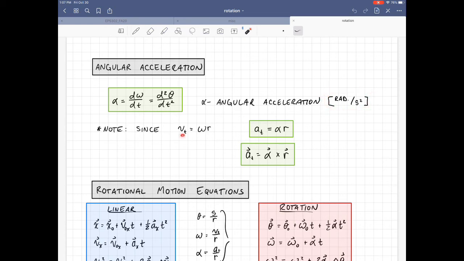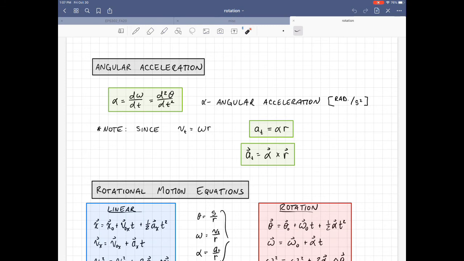Note, since our translational velocity is omega r, then that means the translational acceleration is alpha r. And again, a cross product is involved if you want to talk about the vector, so the translational acceleration is the cross product between the angular acceleration and this r vector corresponding to the radius of the circle.